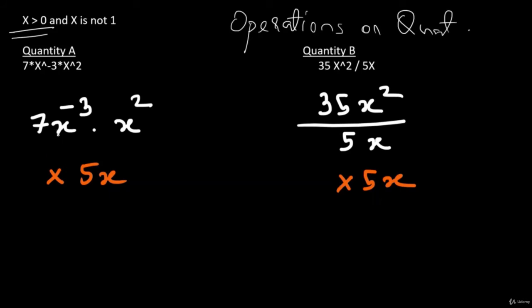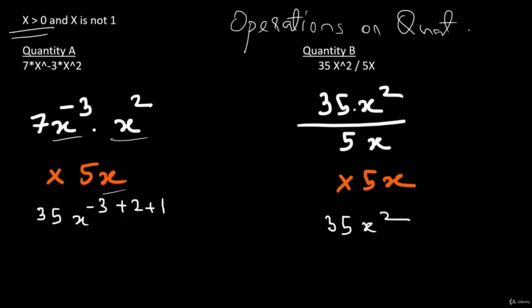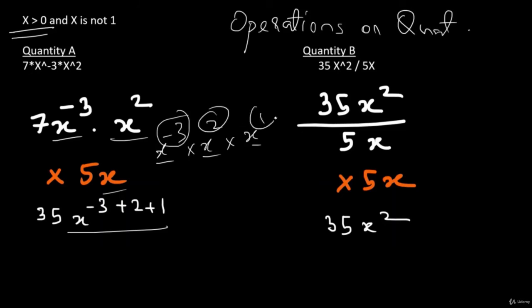Now, quantity A will become 35 into x to the power minus 3 into x square into x. That's 35 into x to the power minus 3 plus 2 plus 1. And quantity B will become 35x square, because this 5x and this 5x will cancel out. Remember, why is this so? Because over here you have x to the power minus 3 into x square into x. Now the base is the same, so you can keep the same base and just add the exponents. That's minus 3 over here, 2 over here, and 1 over here.